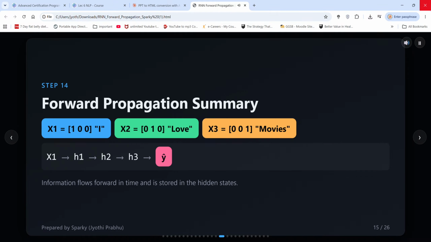Let's quickly trace the whole journey. X1 flows into H1. H1 flows into H2. H2 flows into H3. And H3 finally produces our prediction, Y hat. Information keeps flowing forward in time, and at every step it gets stored inside the hidden state.